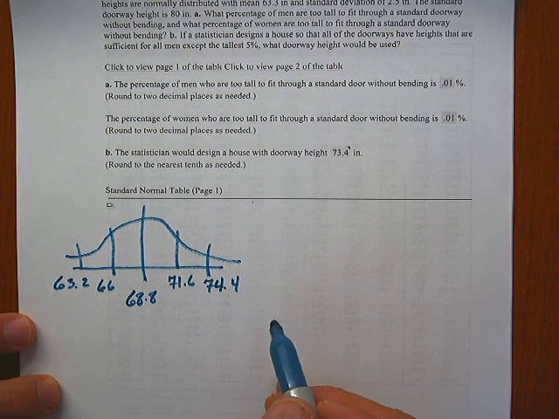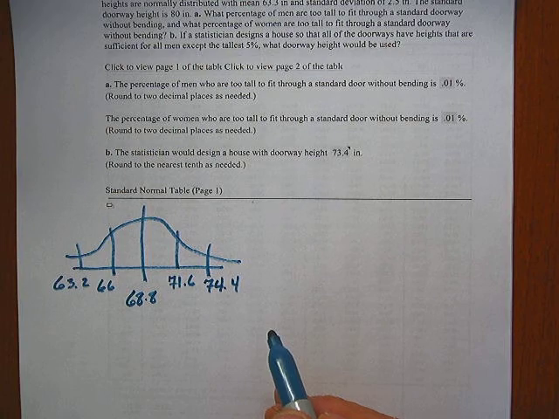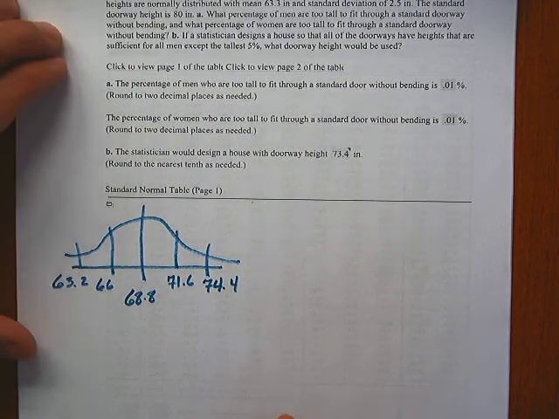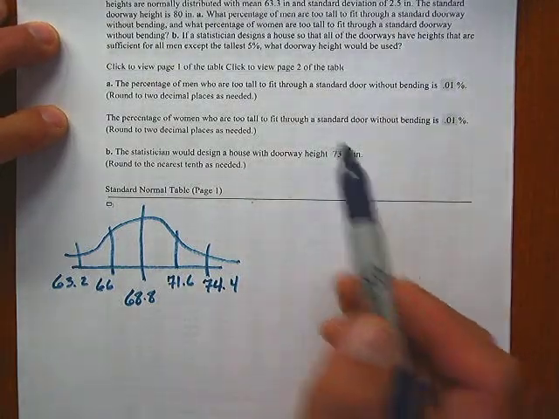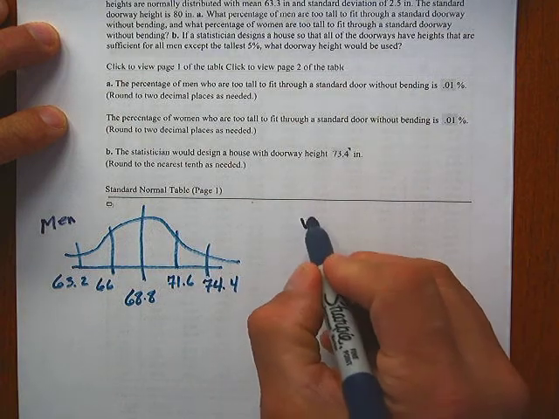And 66 minus 2.8 would be 63.2. Again, check my math on those. I'm doing them right off the top of my head, so I may be off a little bit. But anyway, it's not going to throw your answer off because you just draw it for a visual effect, so you'll know what's going on with the curve. And basically, that's the men's heights.